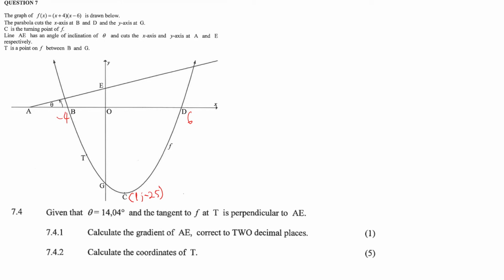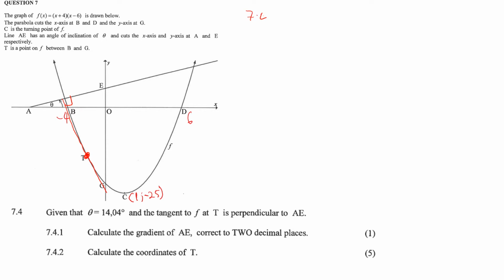Okay, 7.4. Given that theta is equal to 14.04 degrees and the tangent to f at T, right? So they're telling you there's a tangent to f at point what? At point T, which is actually perpendicular to what? To AE, right? We can simply represent that to show there's a tangent to f at point T, which is perpendicular to line AE.